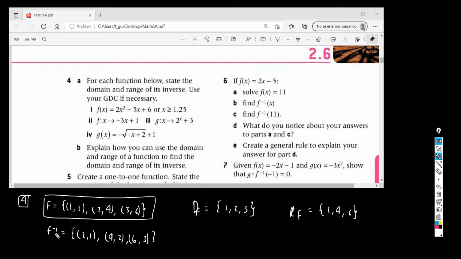Now, let's consider f inverse. What is f inverse? F inverse has to be this, guys: 2, 1; 4, 2; and 6, 3. If you notice, basically I'm switching the coordinates in each pair. 1, 2 becomes 2, 1; 2, 4 becomes 4, 2; and 3, 6 becomes 6, 3. Why do I have to do this? Because that's what f inverse does.